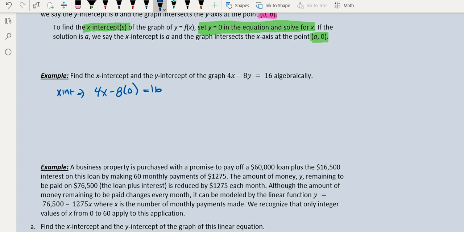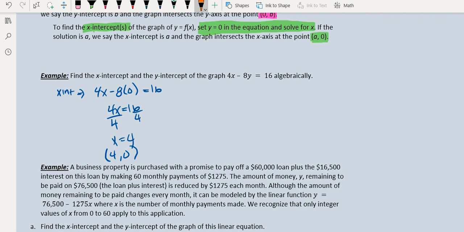Once I've done that, then I need to say 8 times 0 is 0, so 4x equals 16. Divide both sides by 4, and x equals 4. So my x-intercept should be (4, 0). Now I need to find my y-intercept.